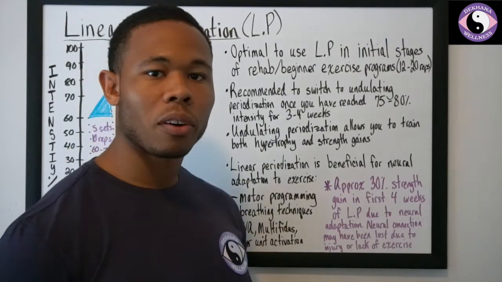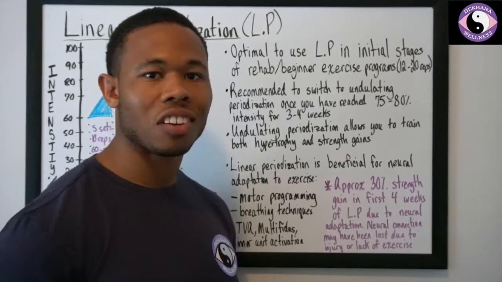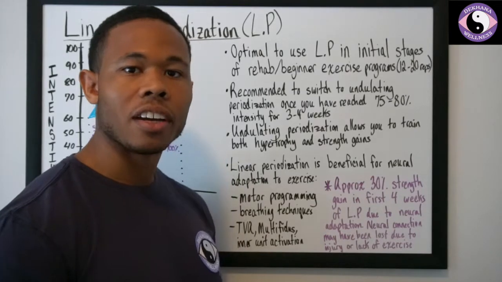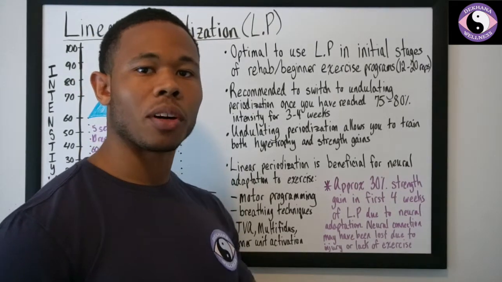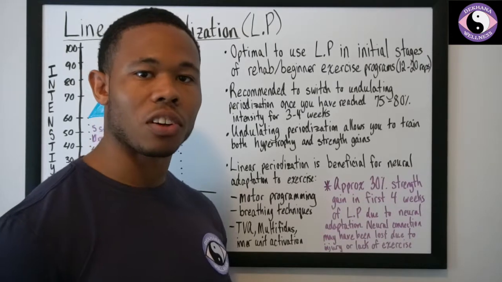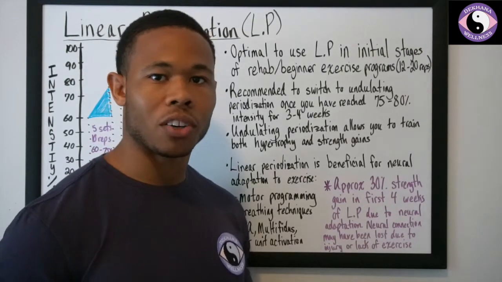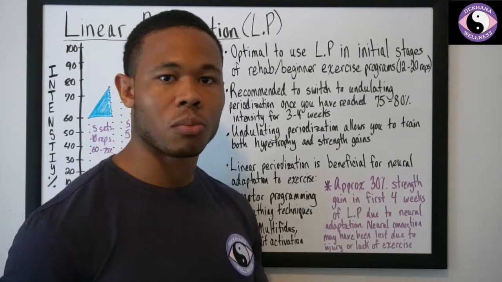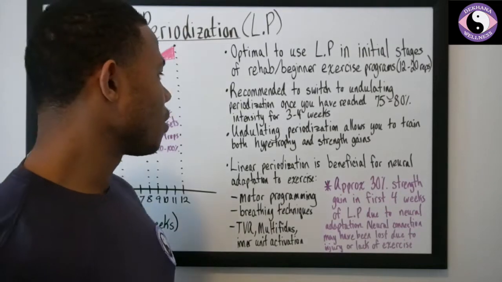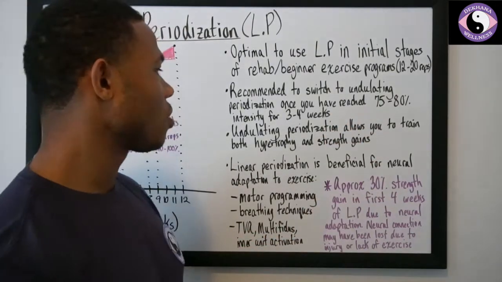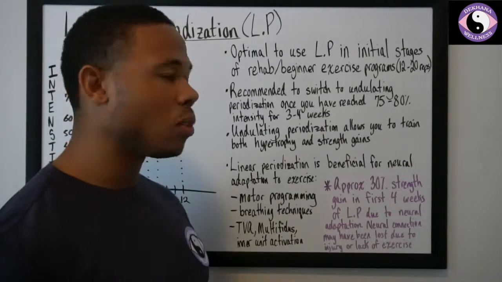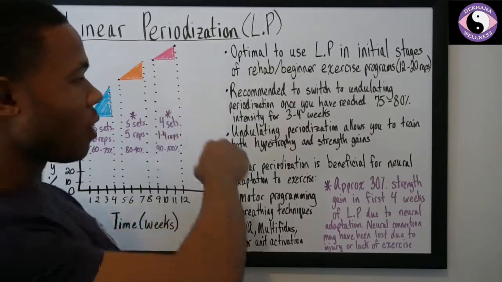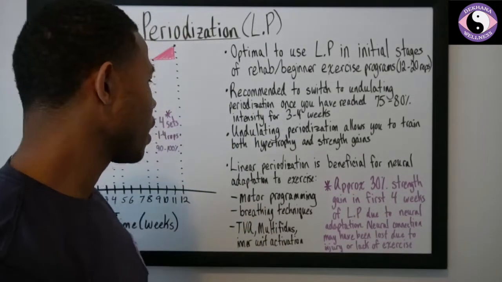You can use linear periodization for hypertrophy and strength training. It's just that after, let's say, a 4, 8, 12-week program or period, if you're doing hypertrophy and then you're going on to strength training, you can actually start losing some of your muscle mass, which most people don't want to do. So that's why you would start to use more of an undulating periodization, which again we'll discuss more tomorrow. A couple other things here, like we said, it's recommended you switch to an undulating periodization once you've reached about 75 to 80% intensity, which you'll see around here, right, for about 4 weeks, okay?